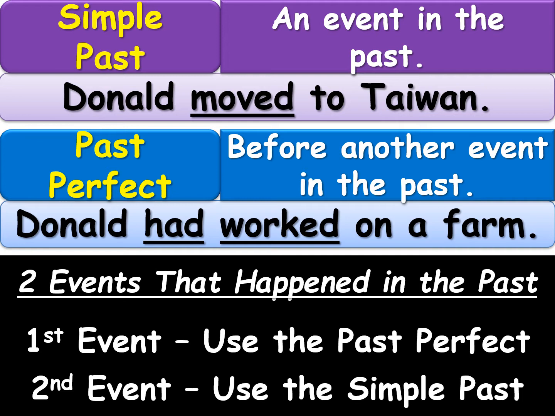So Donald moved to Taiwan and Donald had worked on a farm. So which one of these things happened first? Donald had worked on a farm. When I was done working on the farm, then I moved to Taiwan. So we have two events that happened in the past. The first event, we use the past perfect. The second event, we use the simple past.